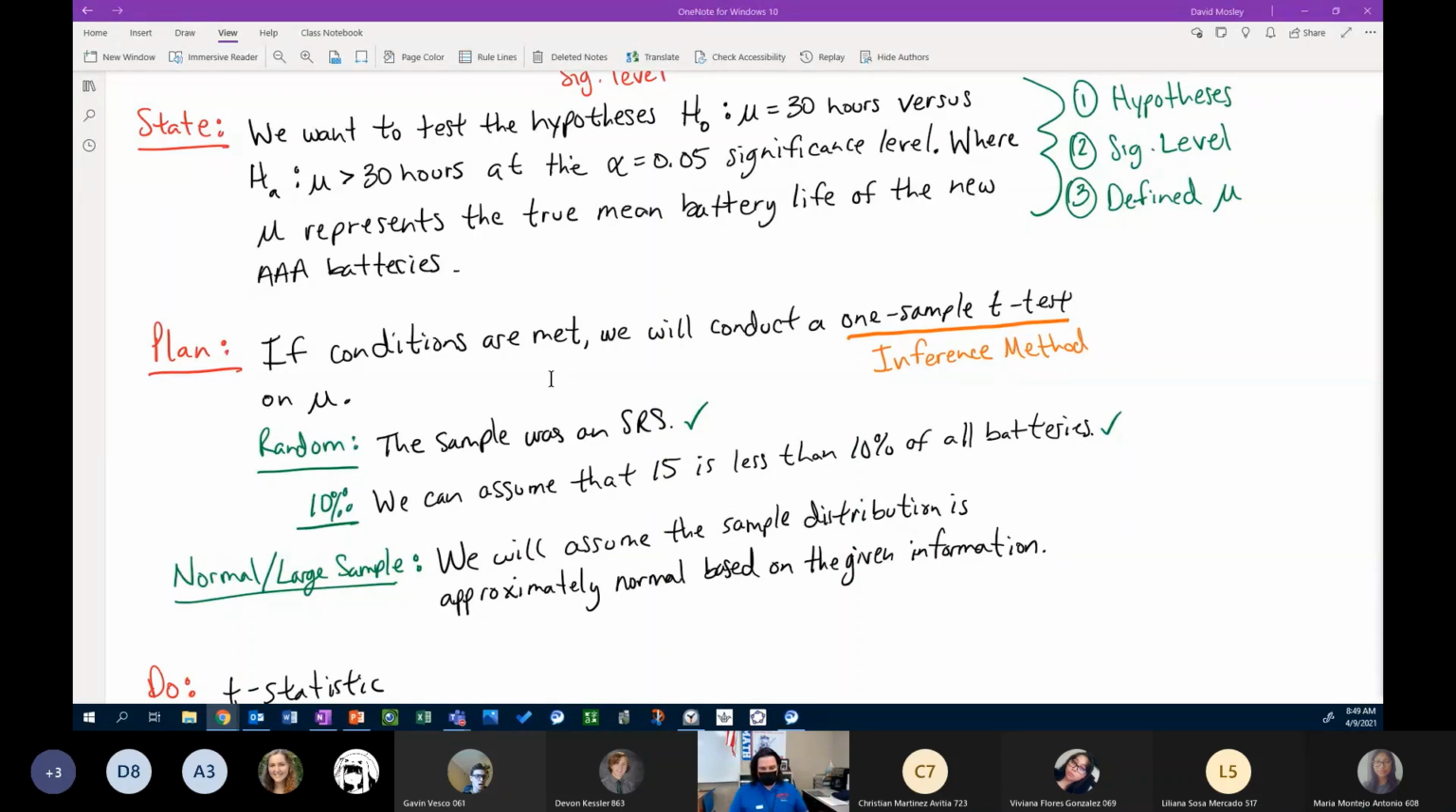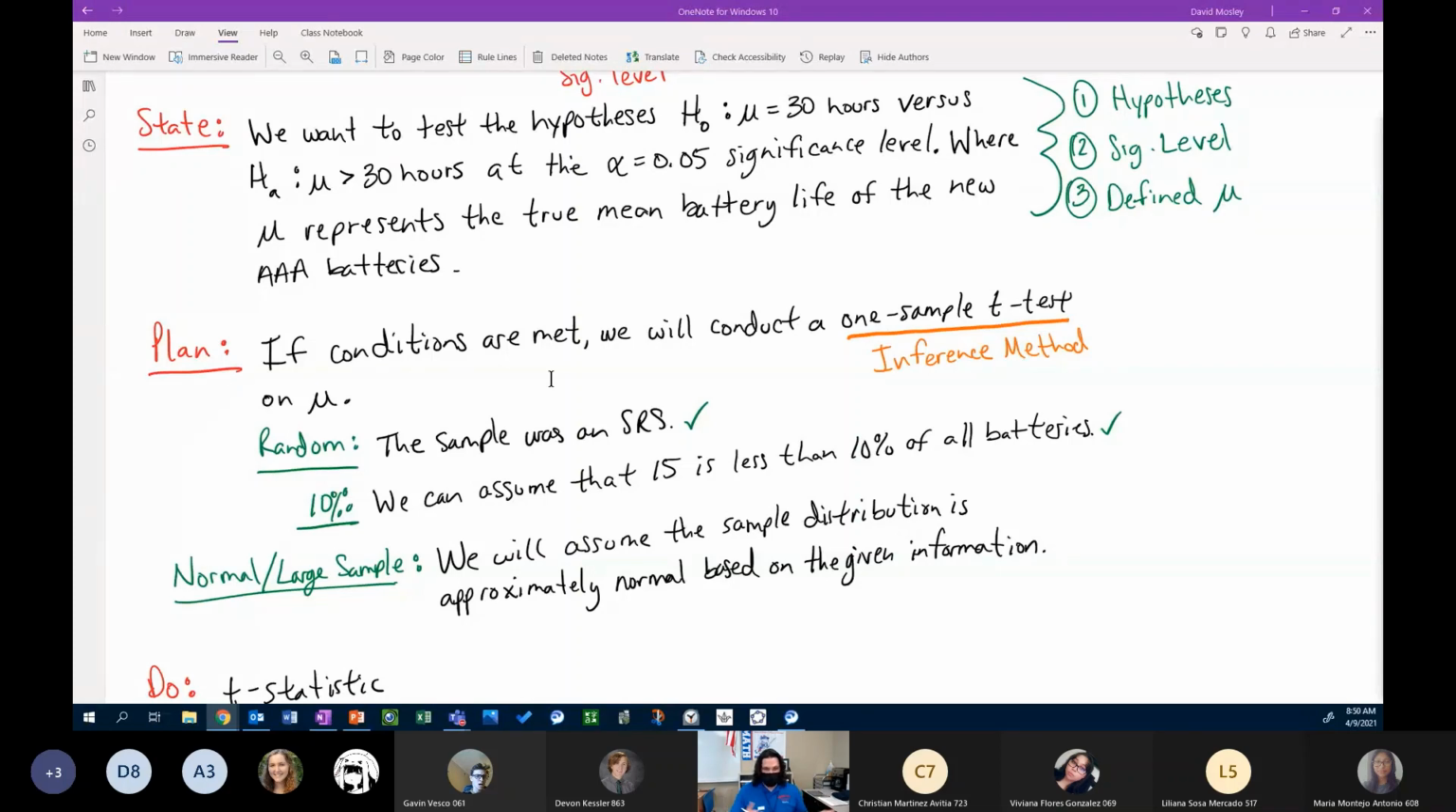Well, unfortunately, a sample size of 15 is not greater than 30. We do not know if the distribution is normal. And we don't have the individual data points from each of the 15 batteries to graph it. We were provided a mean and a standard deviation, so we're going to use that fact to just assume that the sample distribution is approximately normal based on the information we have. Otherwise, we wouldn't be able to continue with the problem.